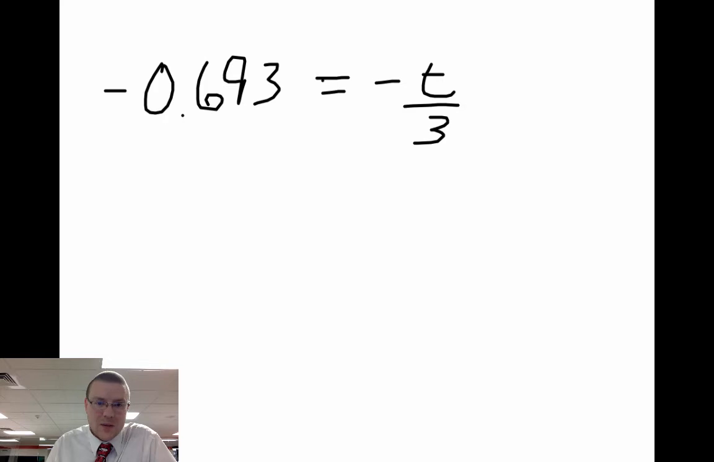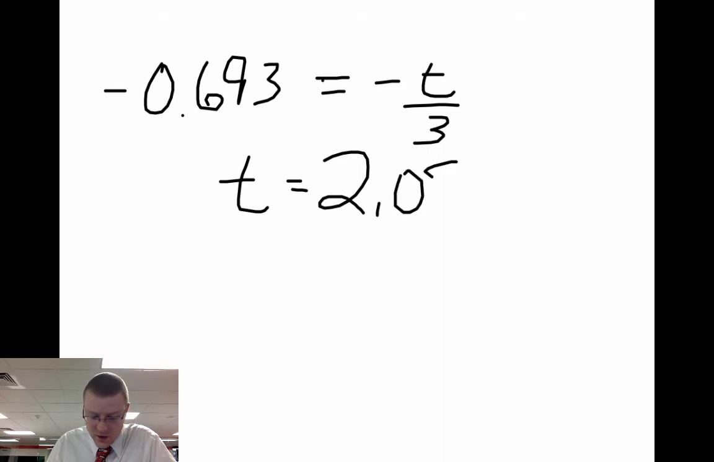So I want to solve for the time. That means I'm going to multiply by negative 3, and that gives me that at about 2.08 seconds, my oscillation will have lost half of its energy.